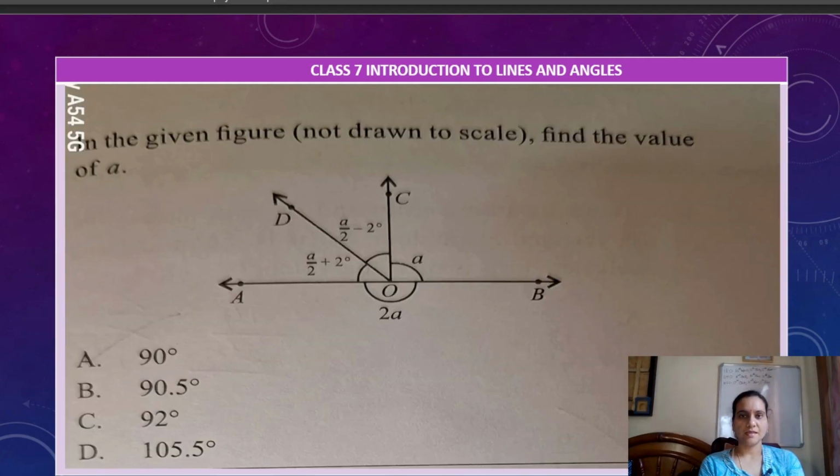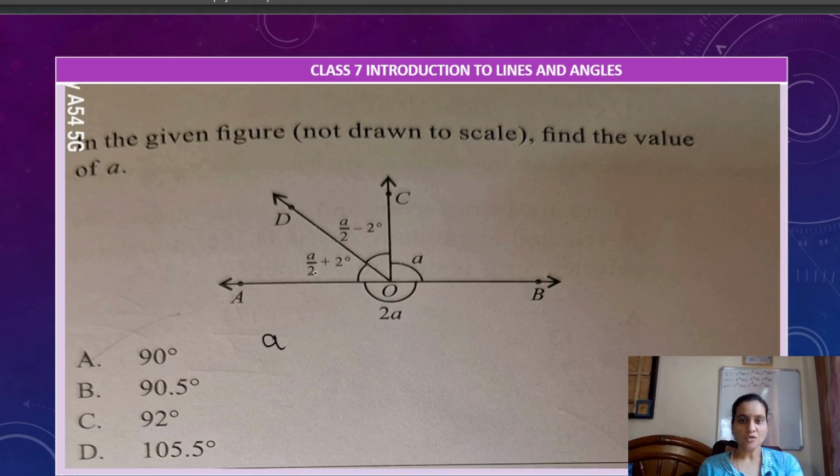Now let's see this angle. In the given figure, we have to find the value of A. So it is A by 2 plus 2 or A by 2 minus 2 and plus A. If we find the sum, they will be equal to 360 degrees. All of them together, they are forming one complete angle, which is 360 degrees. So A by 2 plus A by 2 will be A. I am directly writing A here. Plus 2 minus 2 both will become 0. So I am avoiding writing that.